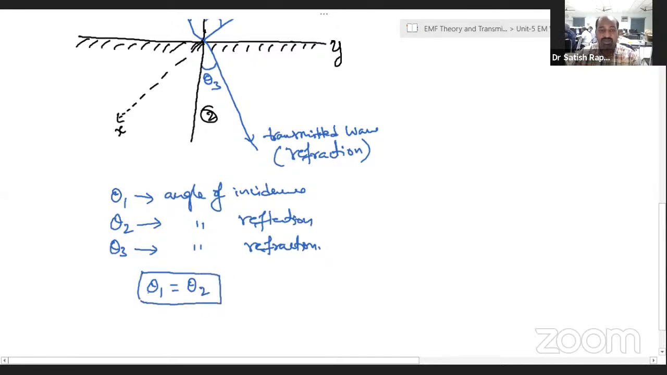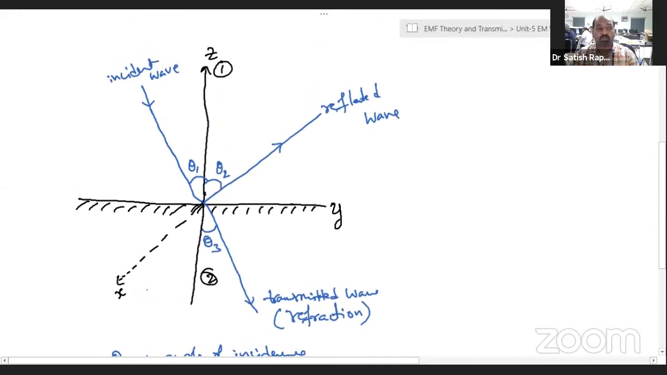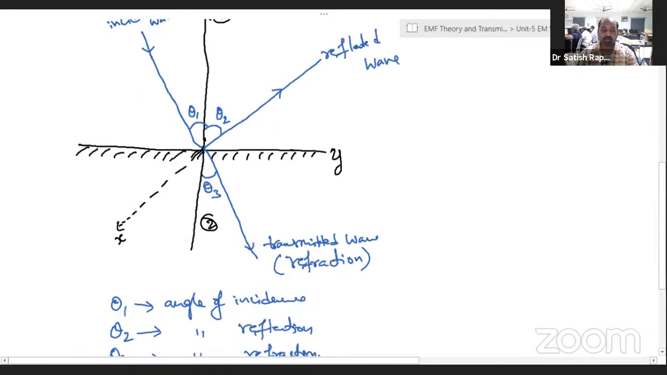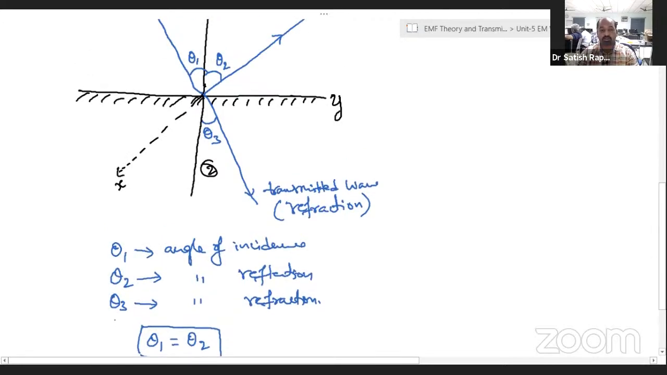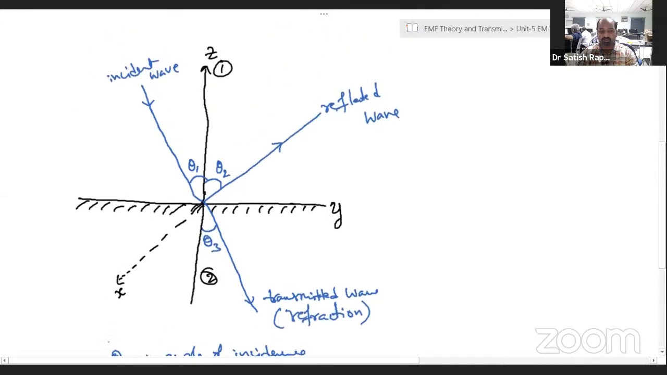And here one more thing is that the angle of incidence and the angle of reflection are the same. So when an EM wave is incident on a boundary, it reflects with the same angle as the incident angle. Therefore theta 1 and theta 2 are the same. But the angle of refraction, theta 3, is different, right?